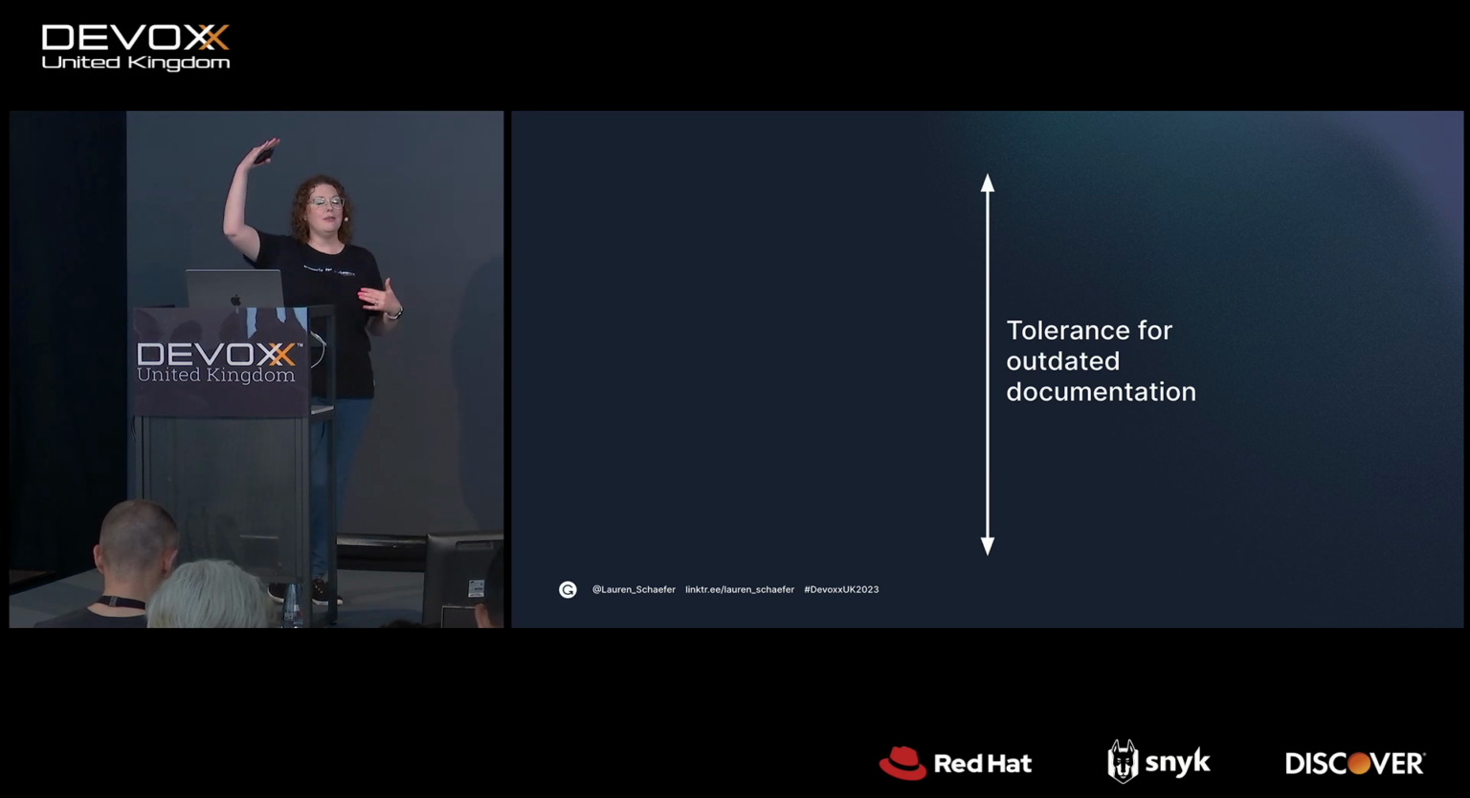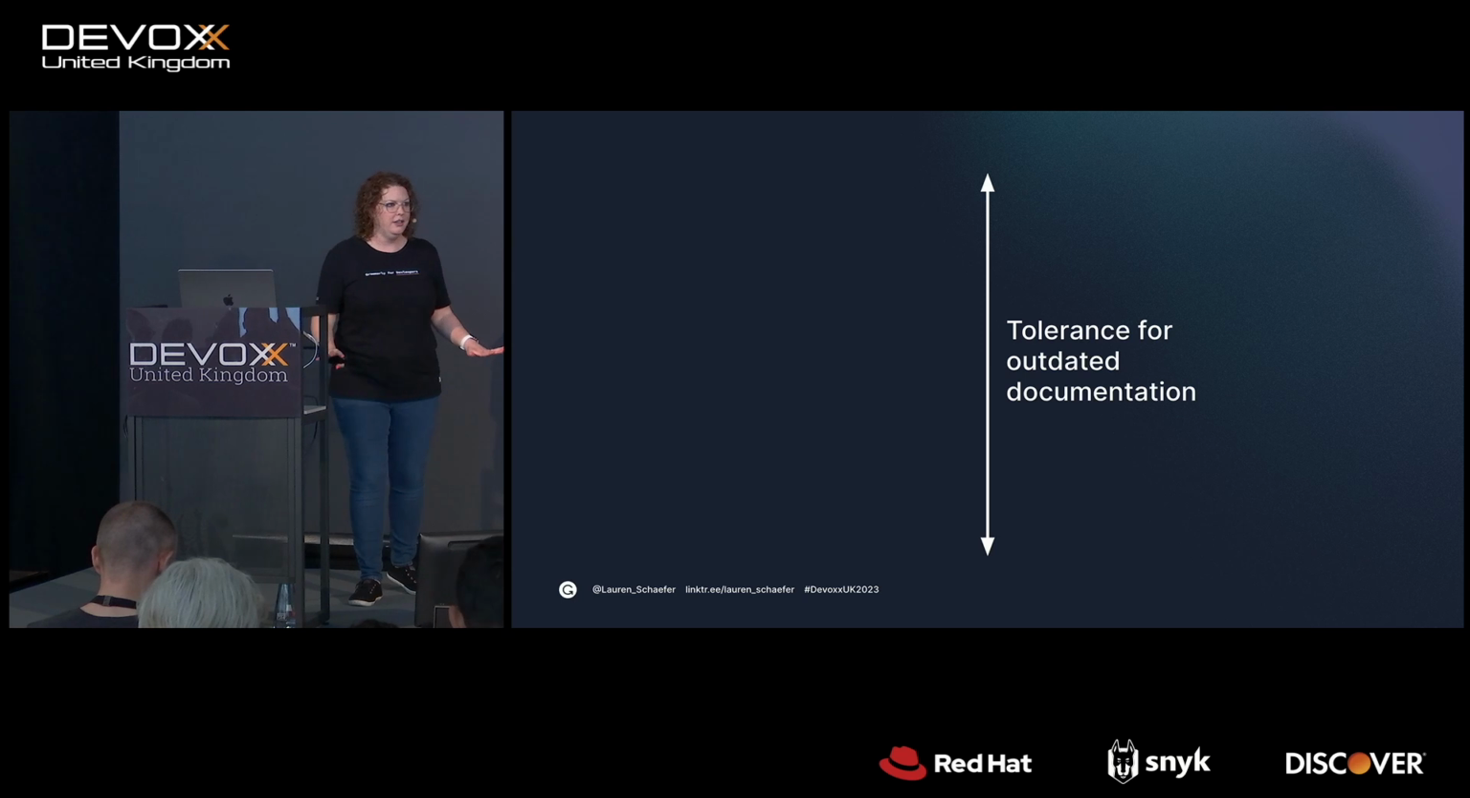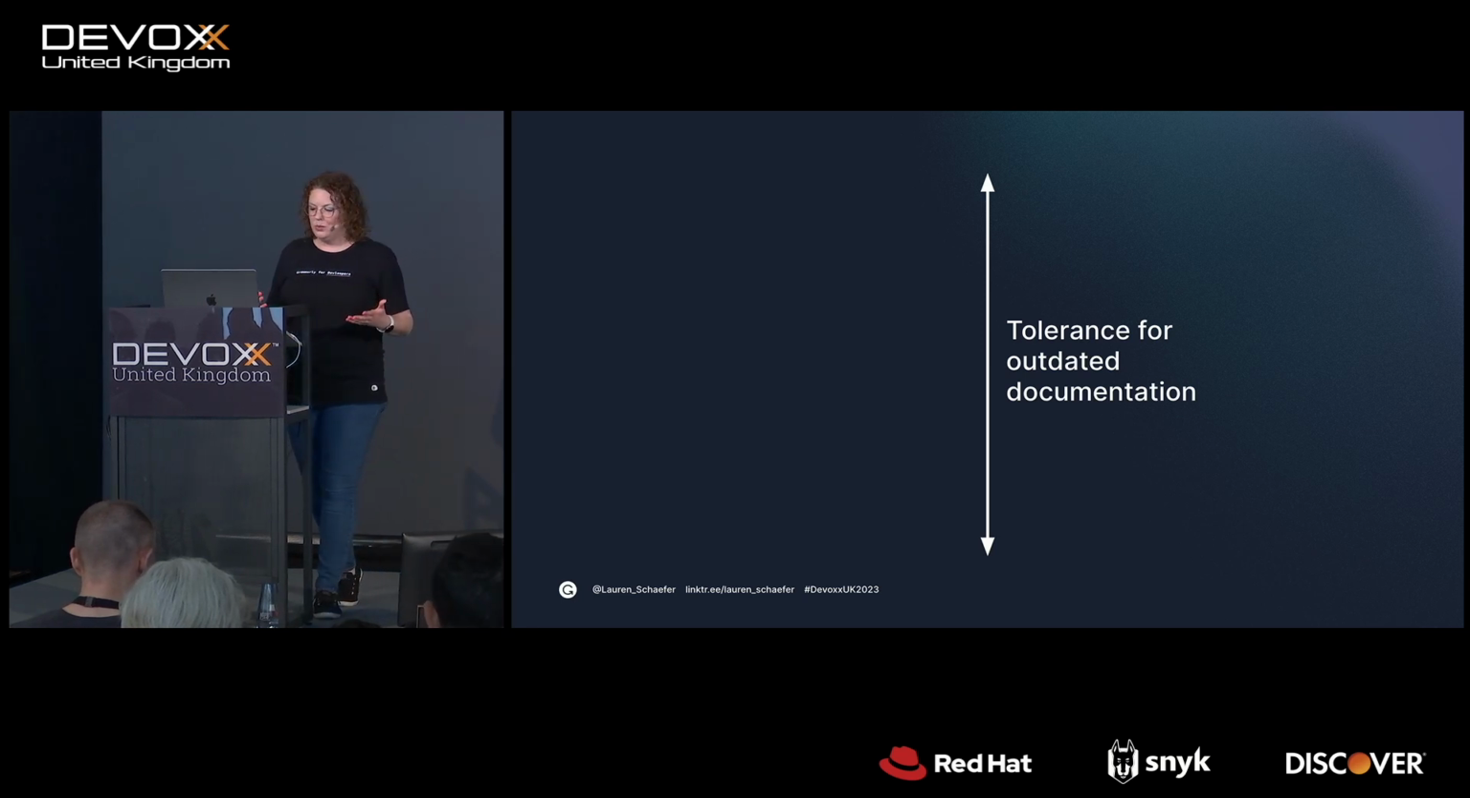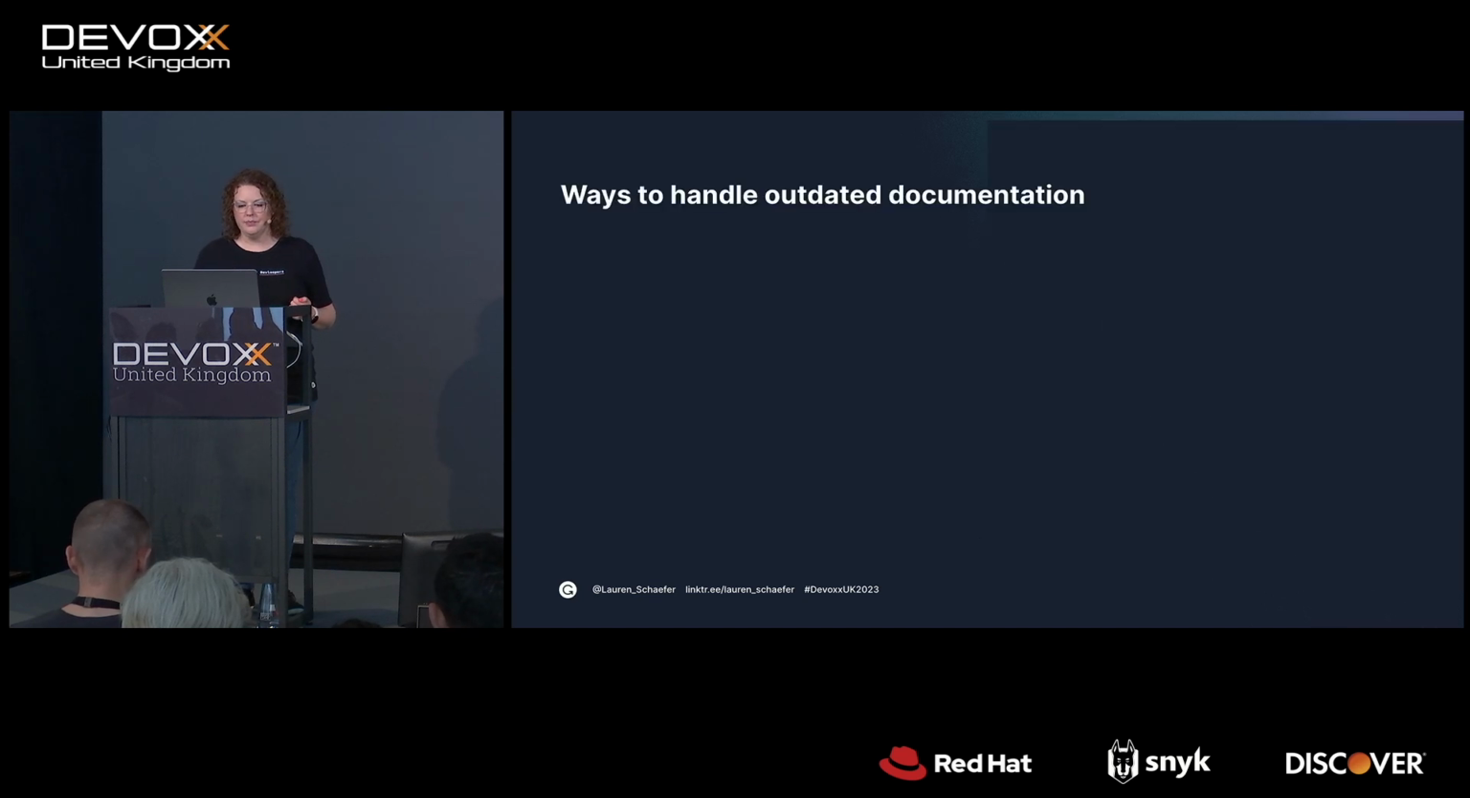In some cases, you might have a really high tolerance for outdated documentation. You might just say, hey, if you see a mistake, update it yourself or contact me. In other cases, you might have a really low tolerance for outdated documentation. Like a getting started guide that doesn't work could have a massively negative impact on your users.